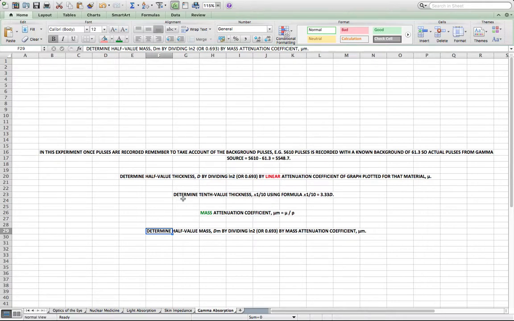Next, similarly to the previous one, you can determine a 10th value thickness, which is the thickness required to decrease the initial count to a 10th of the initial count. So for example, decreasing 5,550-ish to 555. This has another formula to work it out, which is multiplying the half value thickness by 3.33. That's only an approximation, but it is the formula given.